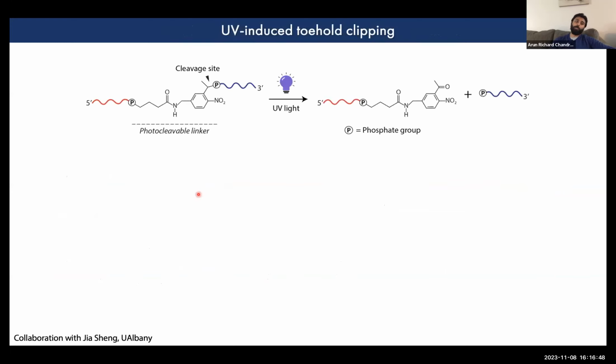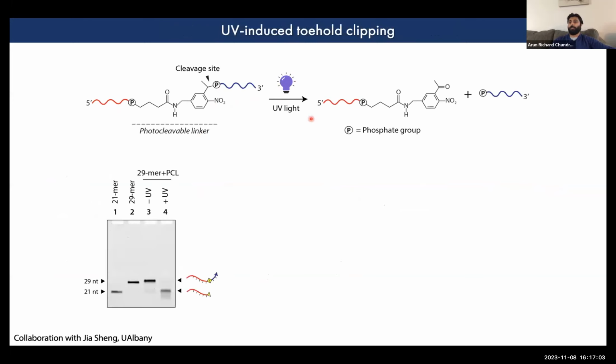And the way it works is we synthesized a DNA strand with a photocleavable linker that is commercially available. We have the strand continuing to the duplex on this side and the toehold on the right side. And in the presence of UV, the strand gets cleaved. We first tested to make sure that the UV-triggered cut is actually happening.